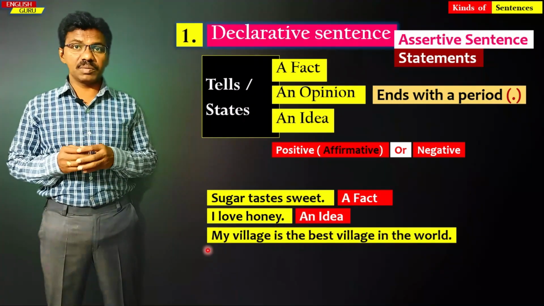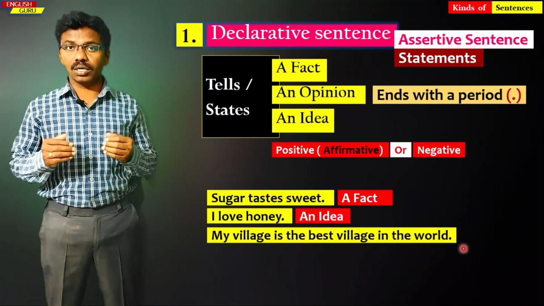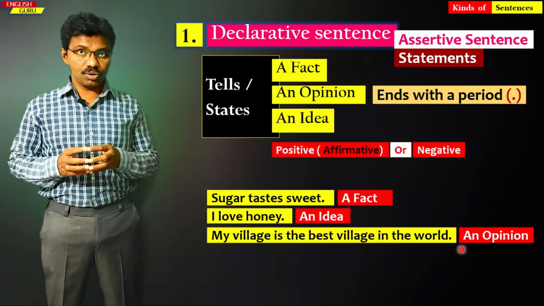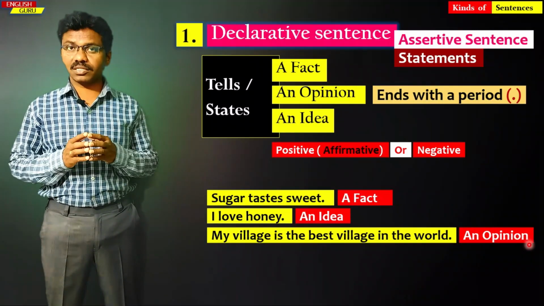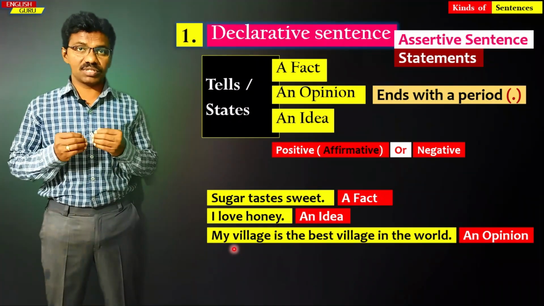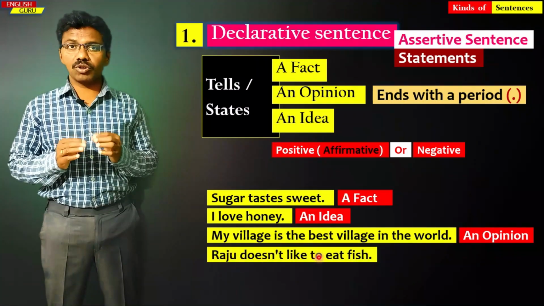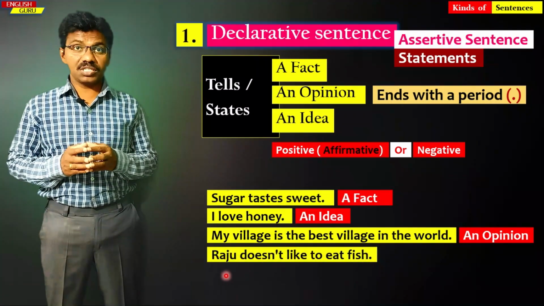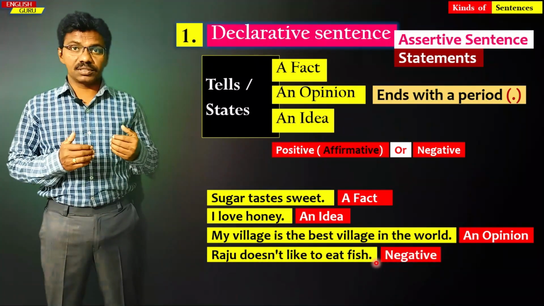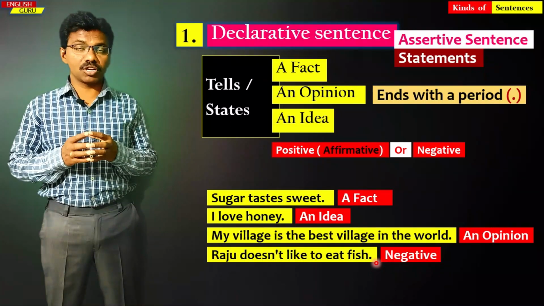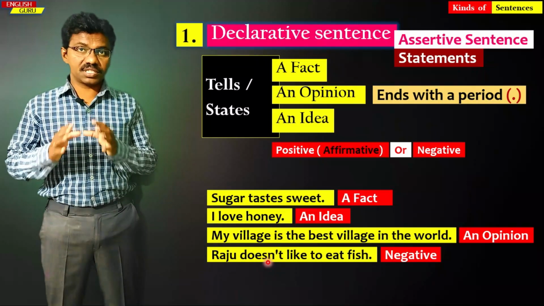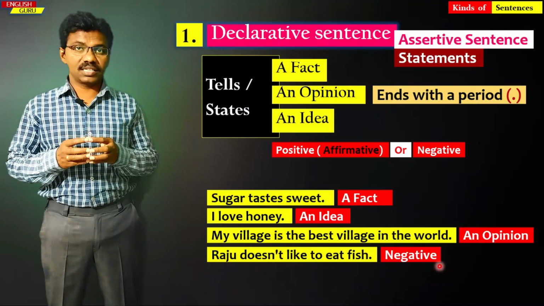In the next sentence, my village is the best village in the world, you are declaring that your village is the best village in the world. So it is also a declarative sentence because you are making a statement about your village. In the next one, Raju does not like to eat fish. So this is also a declarative sentence because it talks about the opinion of Raju, because he does not like. Not only that, it is a negative sentence, does not. So it's a negative statement. It is also a declarative sentence.